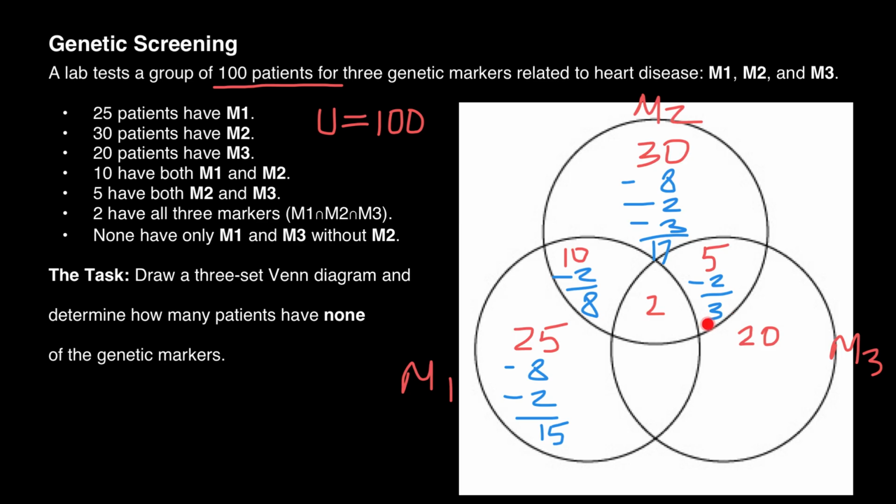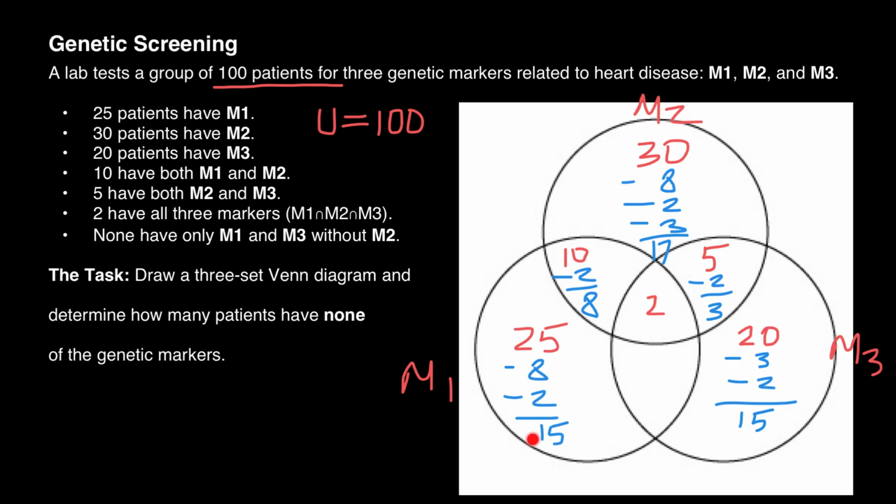And lastly, let's find how many people belong to this sector. So 20 stands for the people who belong to the whole circle. We already have found the number 3, which represents this sector, and the number 2, which represents this sector. Nothing is here, so basically this is going to be 20 minus 3 and minus 2. So this is going to be 15.